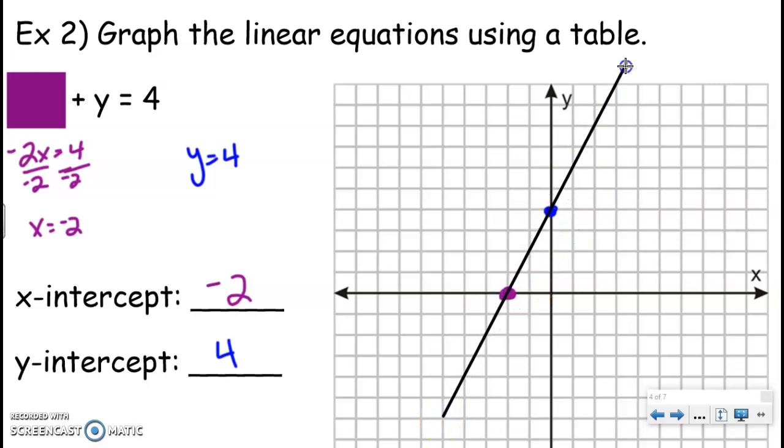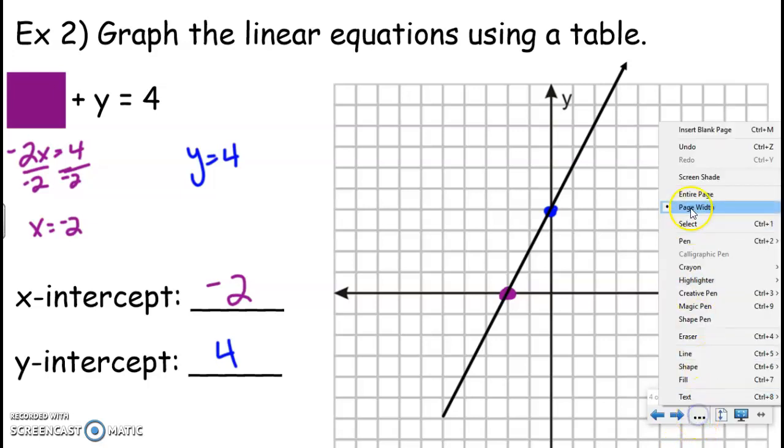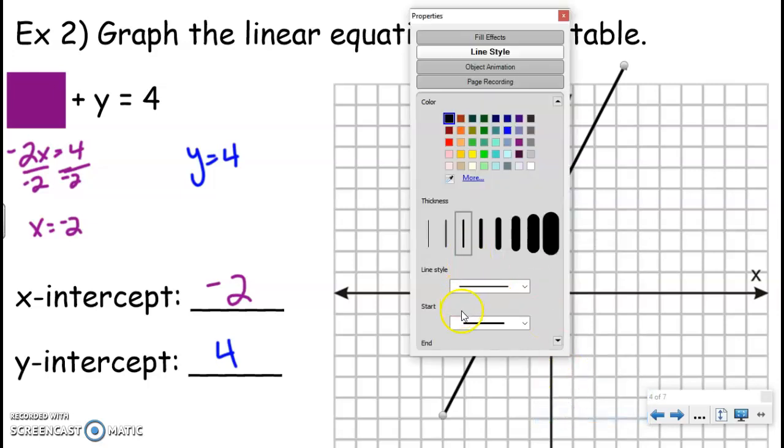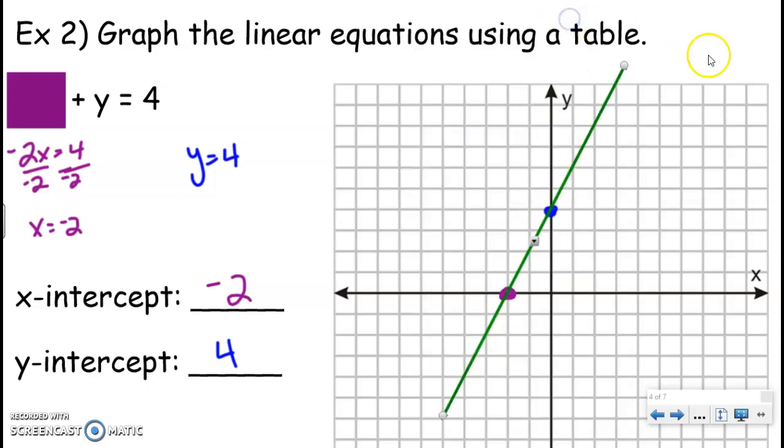Please get in the habit of using your ruler when you're doing this, because it is extremely important later on that you have nice straight lines to make your life easier. Okay, it's also really important that you get in the habit of drawing your line all the way through the graph and not just stopping at the 2 points. And there's our line.